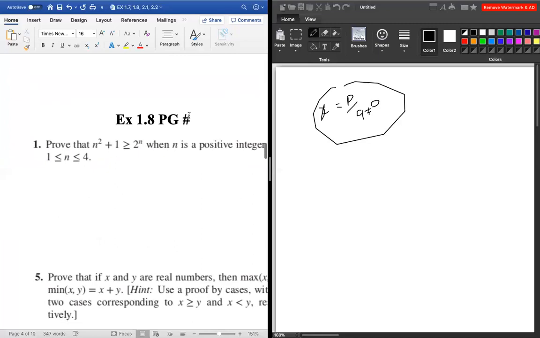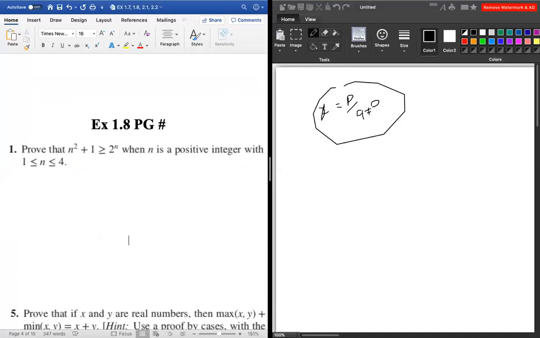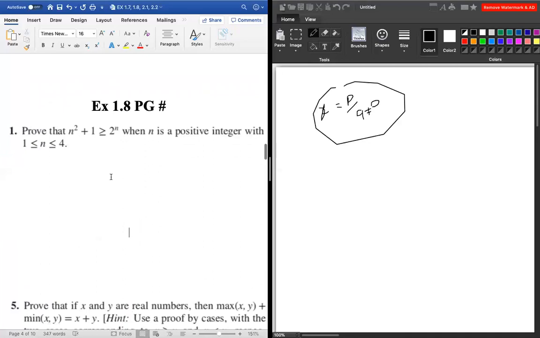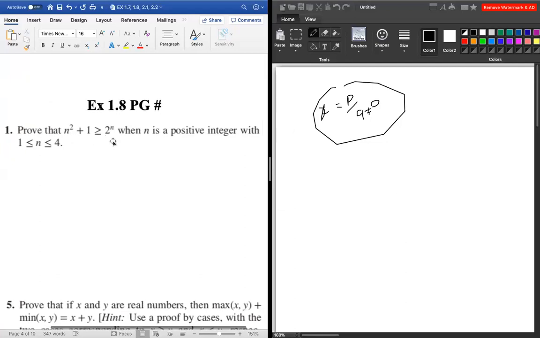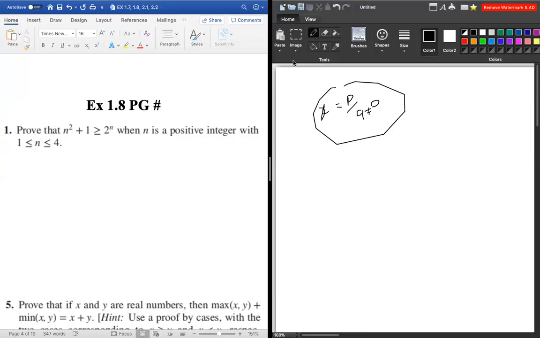Okay, let's move on to the next exercise. We have exercise 1.8. Let's take the first question from this exercise. We have to prove that n squared plus 1 is greater than or equal to 2n when n is a positive integer, and we have to prove that within this domain, right? One way of doing this is taking all the elements from 1 until 4, which is what we're going to do here.